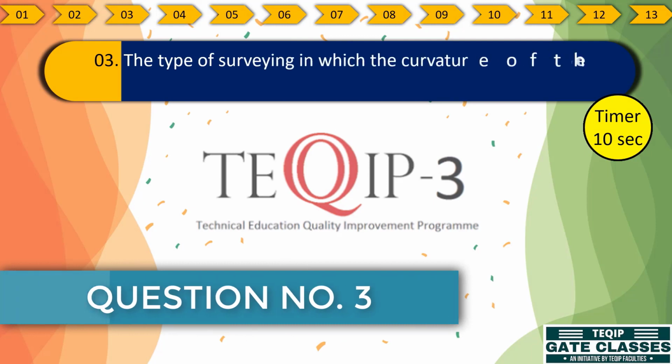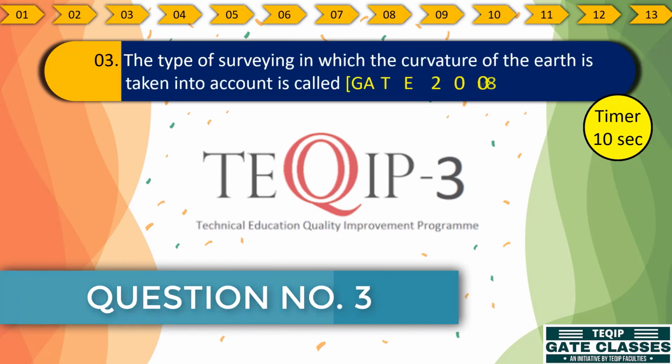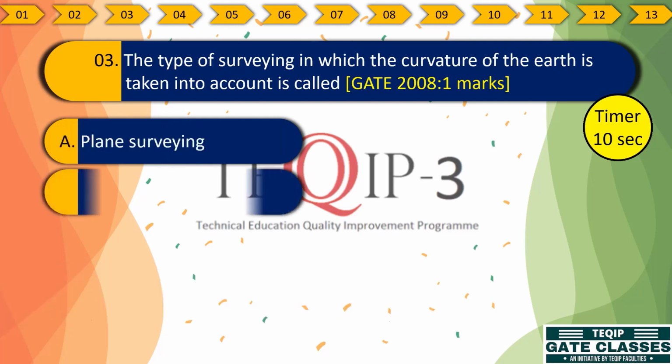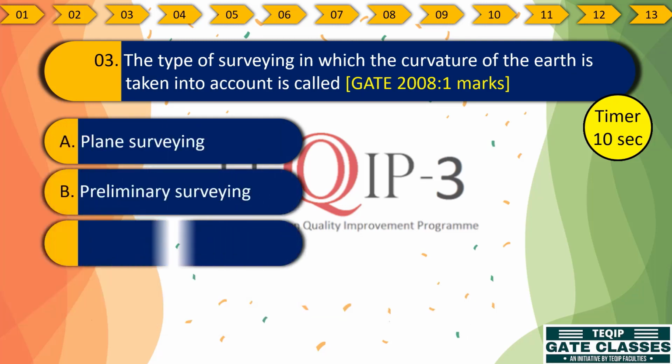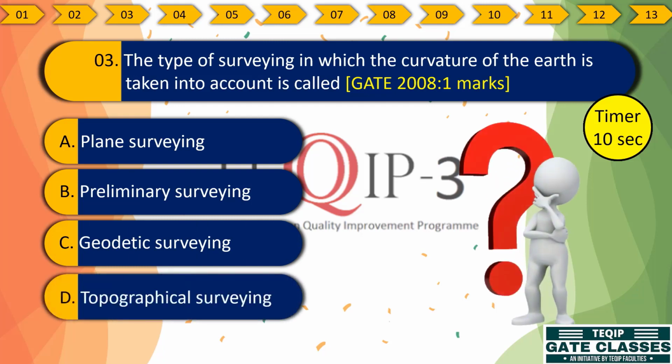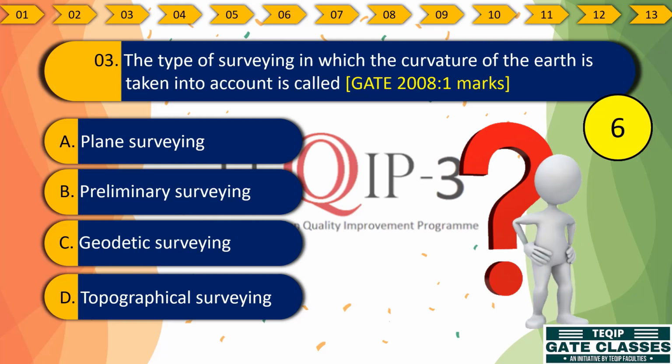The type of surveying in which the curvature of the earth is taken into account is called: the options are plane surveying, preliminary surveying, geodetic surveying, and the fourth is topographical surveying. So your time starts now. This question came in 2008, which carries 1 mark. So time is running. Answer this question within 5 seconds.